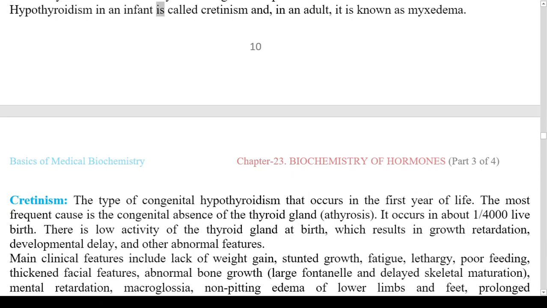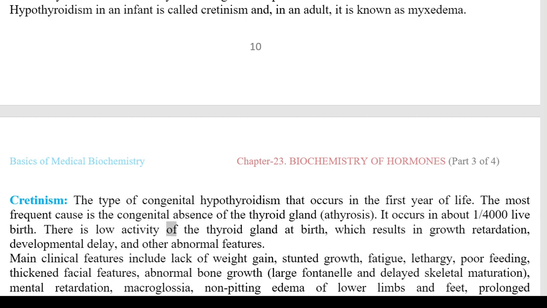Hypothyroidism in an infant is called cretinism and, in an adult, it is known as myxedema. Cretinism is the type of congenital hypothyroidism that occurs in the first year of life. The most frequent cause is the congenital absence of the thyroid gland, athyrosis. It occurs in about 1 in 4,000 live births.